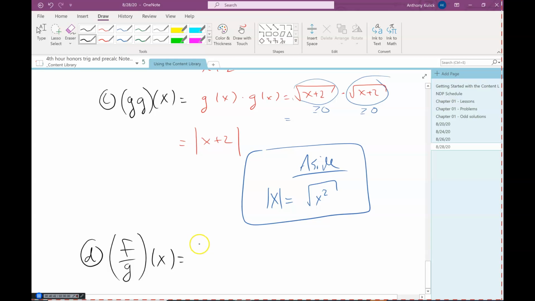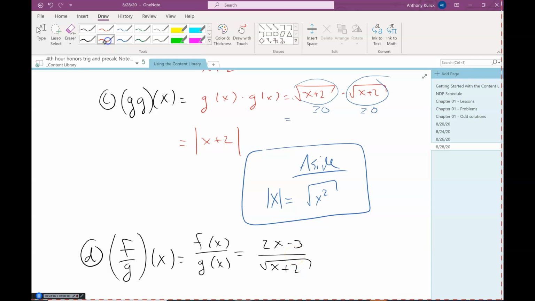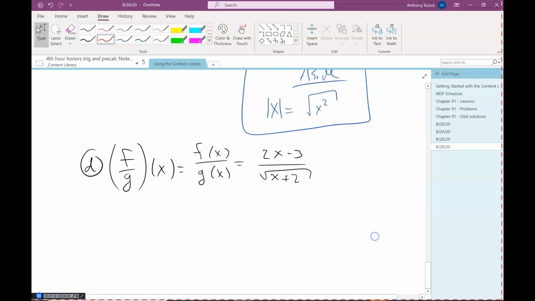Okay. So again, using our rule from above, f over g of x is f of x over g of x. So I have 2x minus 3 over the square root of x plus 2. And I'm okay with stopping here, even though you could rationalize that denominator and get the square root out of there. But I would tell you that when the stuff underneath the square root is a polynomial, I don't need you to rationalize the denominator.